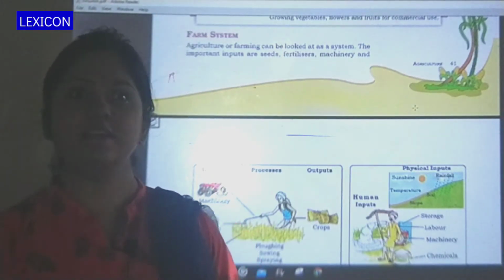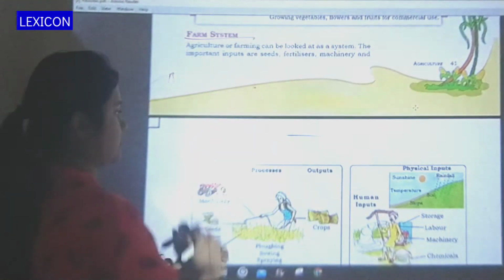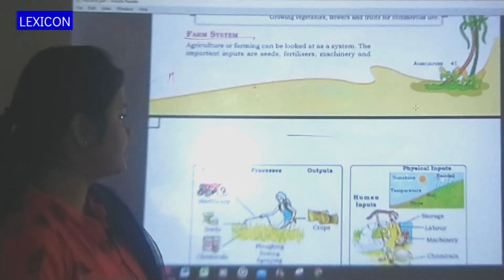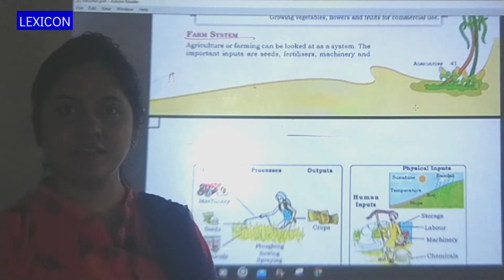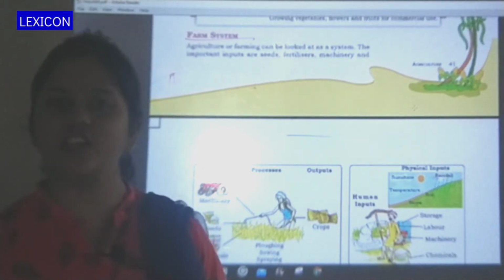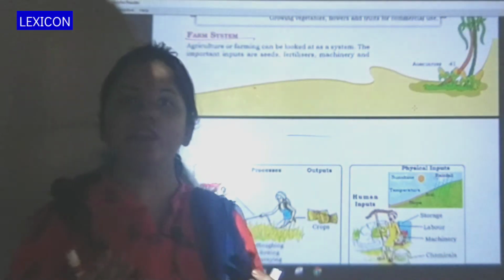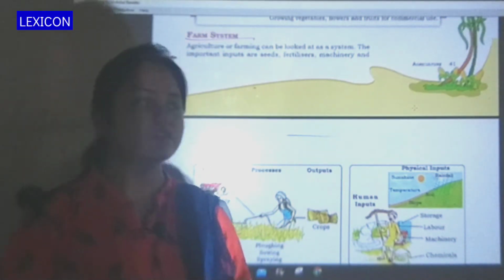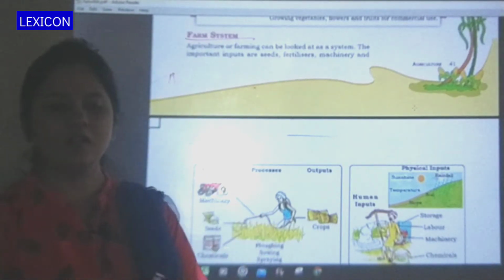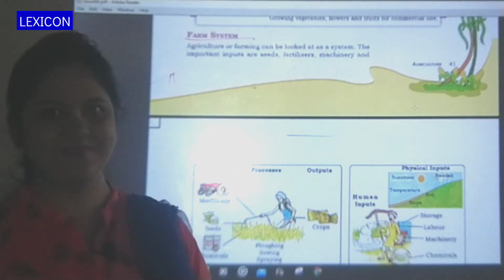Everything needs a system. Similarly, our agriculture needs also a system that we call the farm system, okay. Now what is farm system? For complete agriculture you need some inputs like storage device, labors, big machineries for irrigation, plowing and also for the pumping and all. Then you need some chemicals, fertilizers. You also need some physical inputs like sunshine, rainfall, temperature. तो this all मिलके ही सारे मिलके ही बनाते हैं एक farm system, okay.